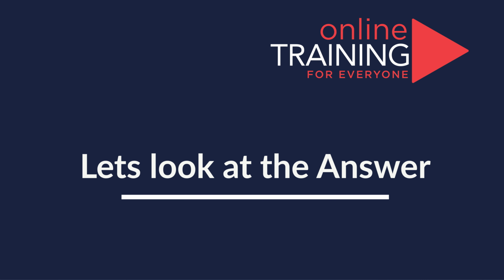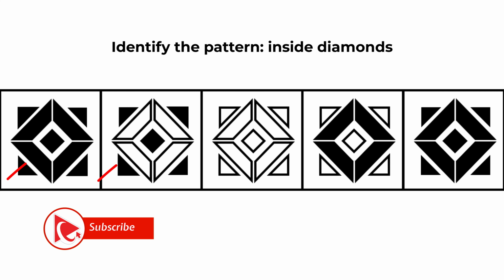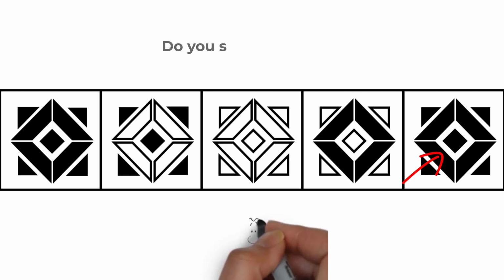Let me first explain the different shapes we see on the picture. Let's start with the inside diamond. You see that the inside small diamond changes colors. We have 2 black inside diamonds, then 2 white inside diamonds, and then the inside diamond in shape 5 is also black. Do you see the pattern?